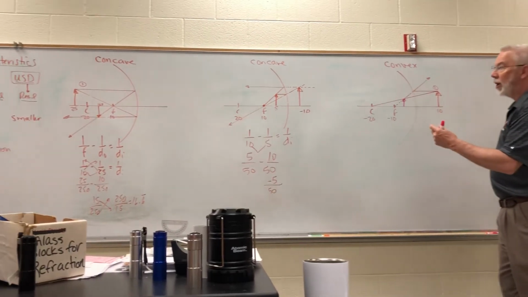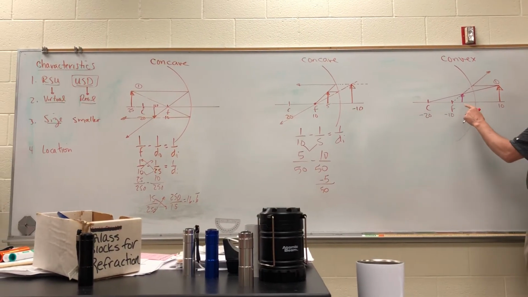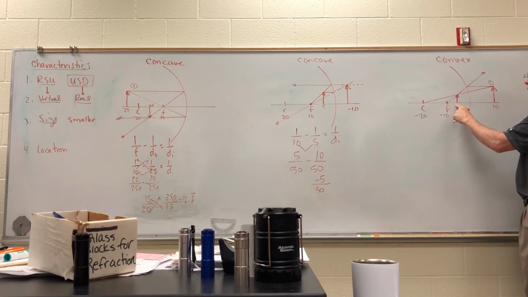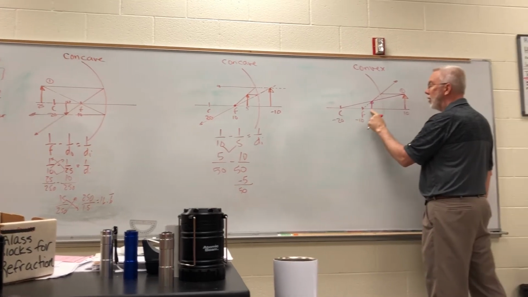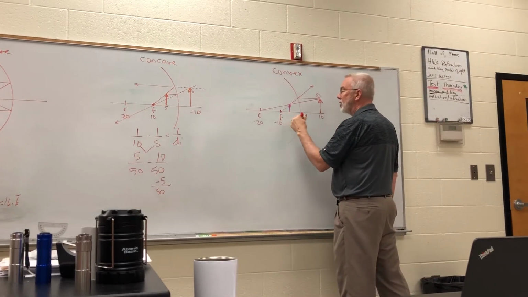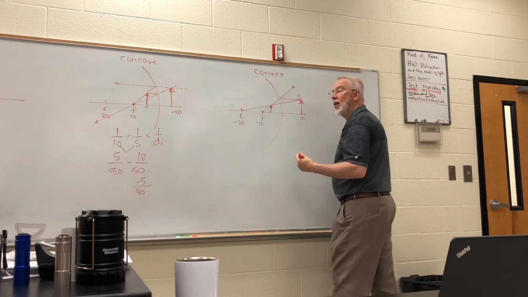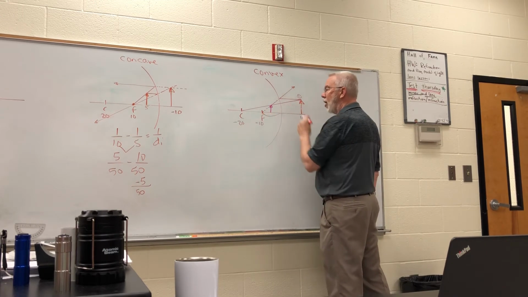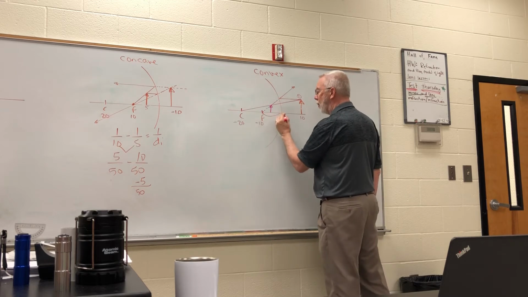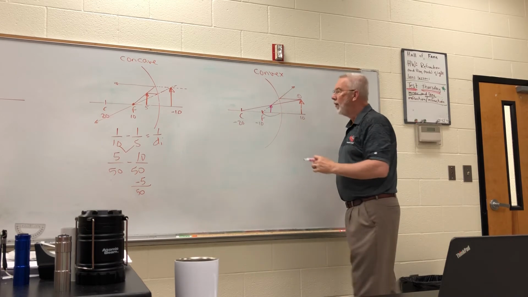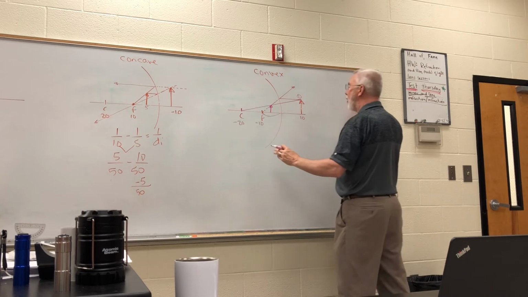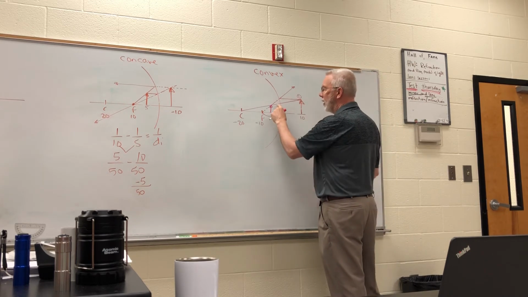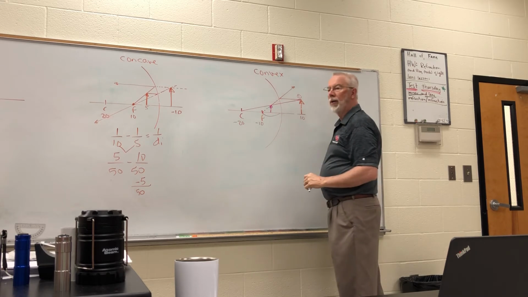So let's go through the four characteristics right quick. Number one, it's right side up. If it's right side up, it's virtual. Secondly, you can see that it's smaller and it's located behind the mirror. On all convex mirrors, the images always appear somewhere between the focal point and the back side of the mirror. They will always be there. If the object's farther back, it'll be smaller. If it's closer, it'll be a little bigger, but it's still going to be right in that general area.